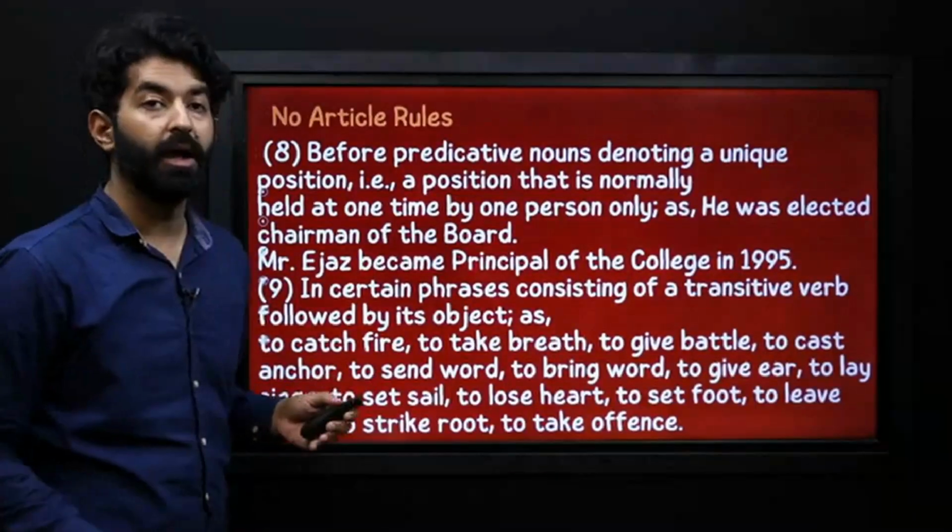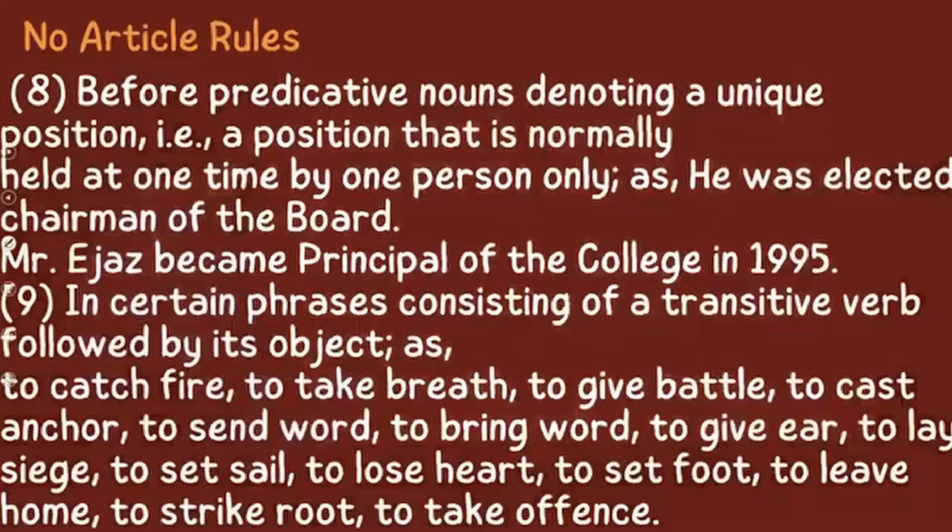Next we have rule number 8, we do not use articles before predicative nouns denoting a unique position, that is a position that is normally held at one time by one person only, as he was elected chairman of the board, not he was elected as the chairman of the board. Next we have rule number 9, in certain phrases consisting of a transitive verb followed by its object, as to catch fire, to take breath. So here we are not also using any article.